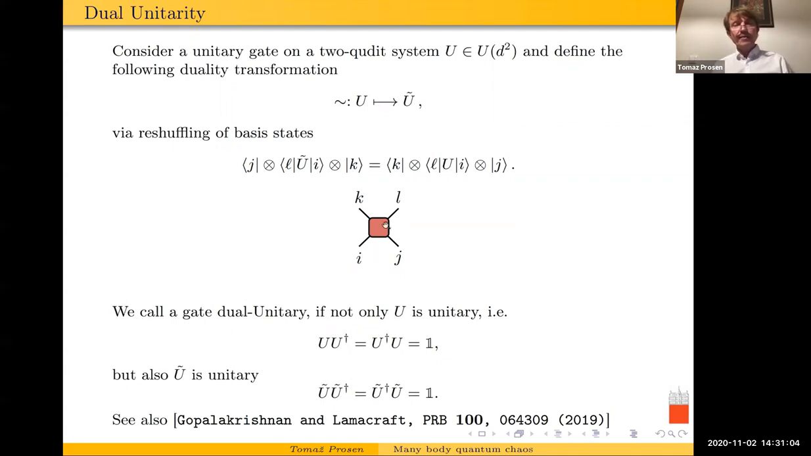So first of all, the definition of dual unitarity is simply this kind of index reshuffling. Unitarity is clear, of course, and dual unitarity is just unitarity of the reshuffled gate. So this gives us a constraint. This structure of unitaries which satisfy these two conditions, of course, is not a group anymore. It's a more constrained manifold. To characterize this manifold for general local Hilbert space dimension is an open problem, but we can do this at least for qubits.